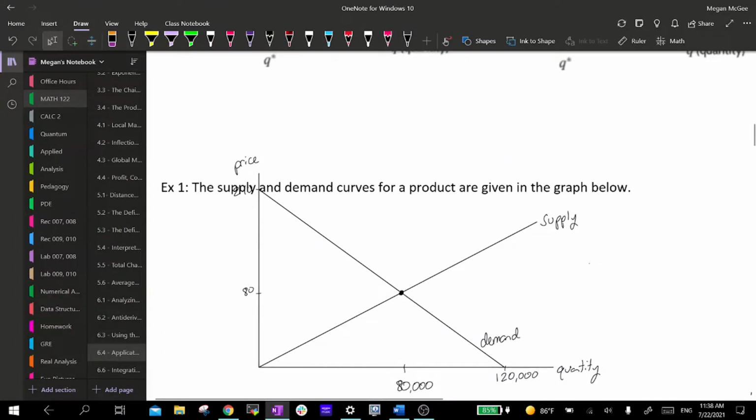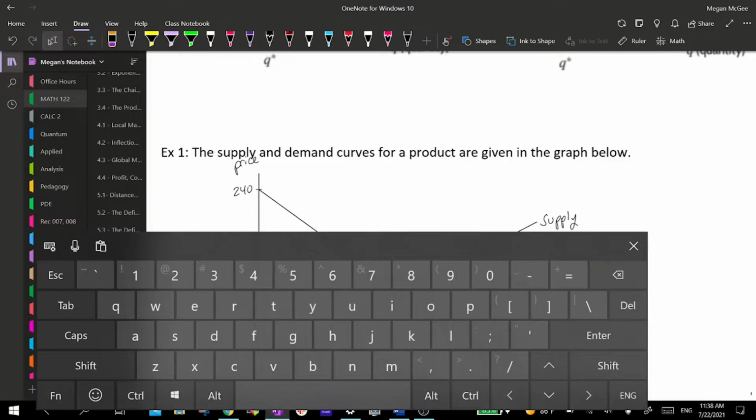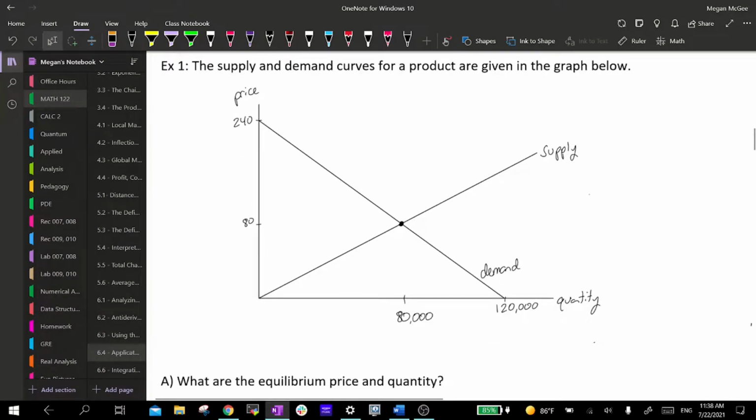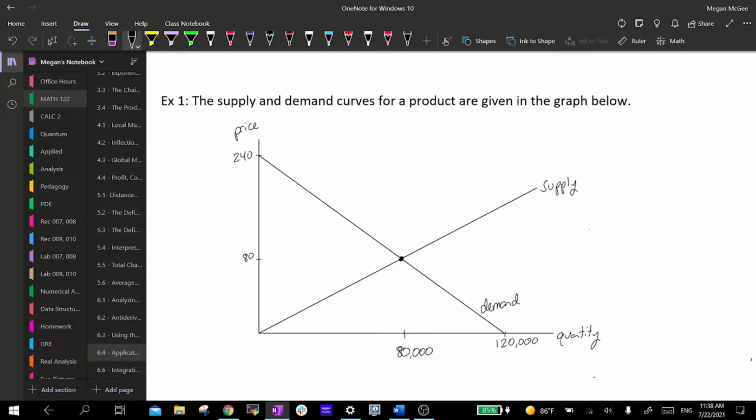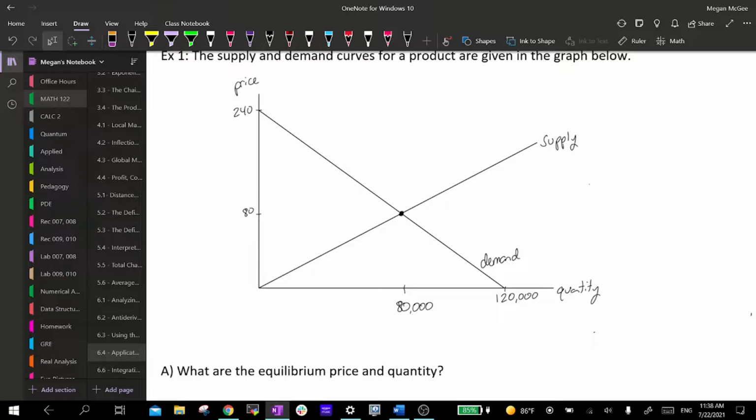So let's go ahead and look at example 1. We're given this graph of the supply and demand curves for some sort of product. Part A asks, what are the equilibrium price and quantity? Well, this dot right in the middle is our equilibrium point.